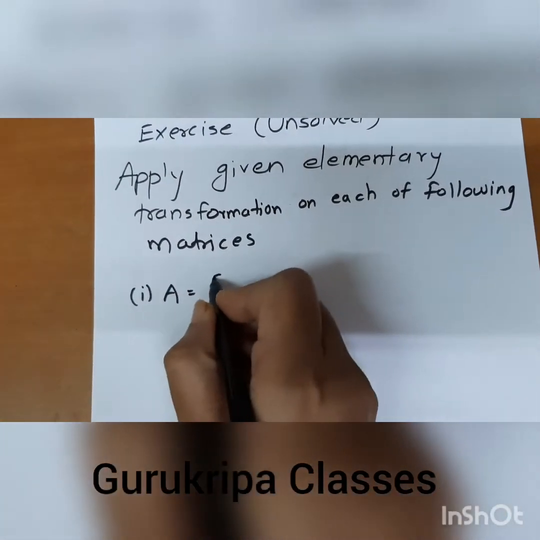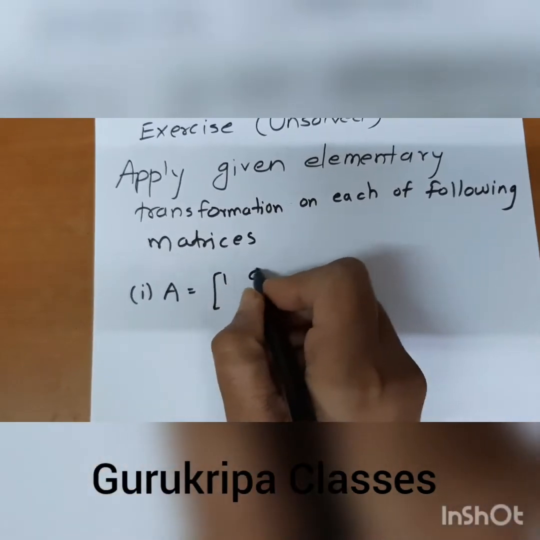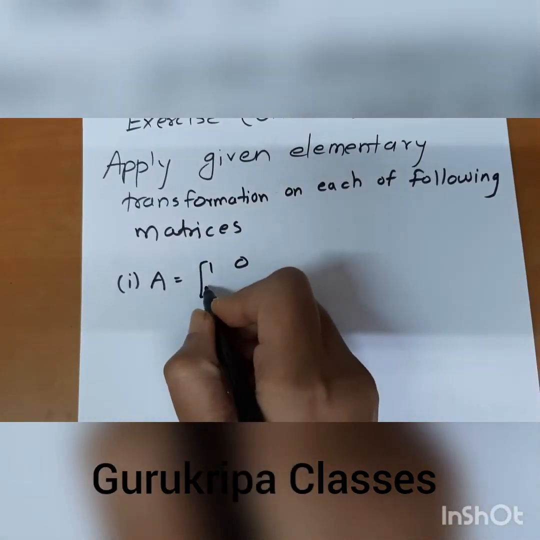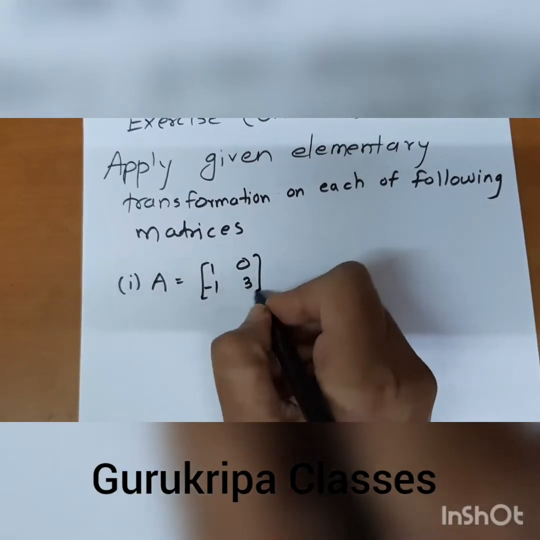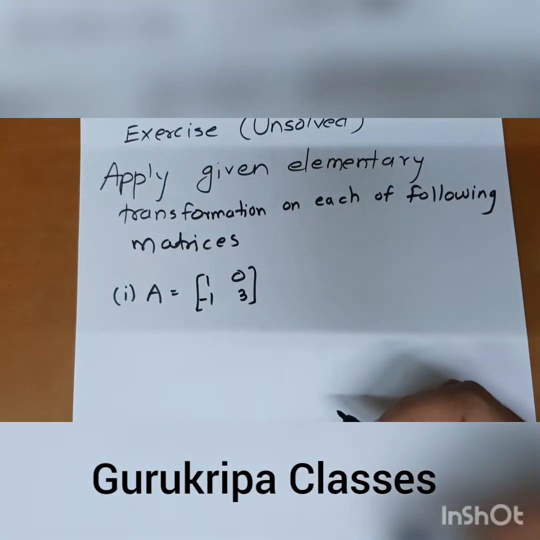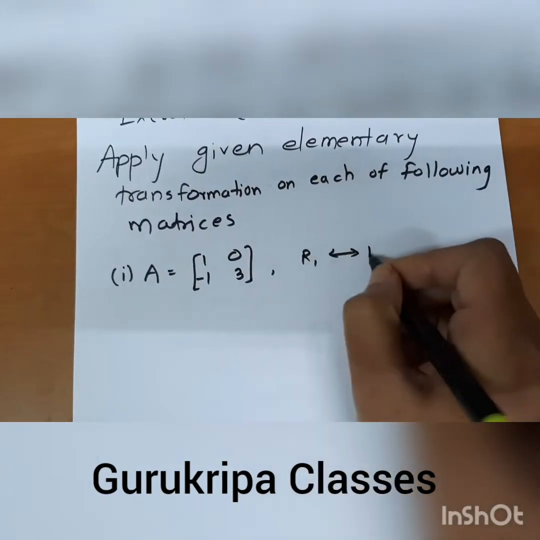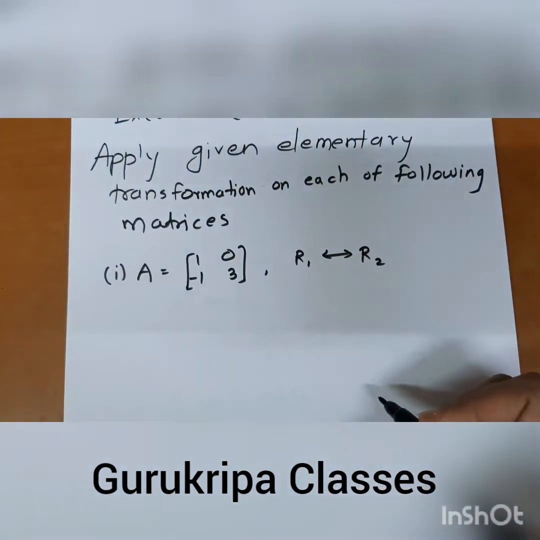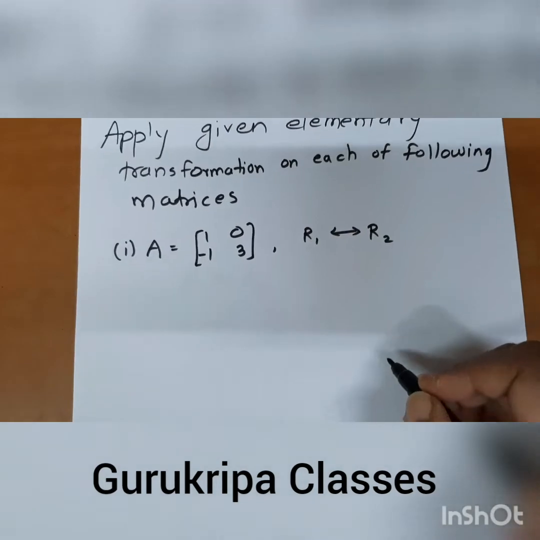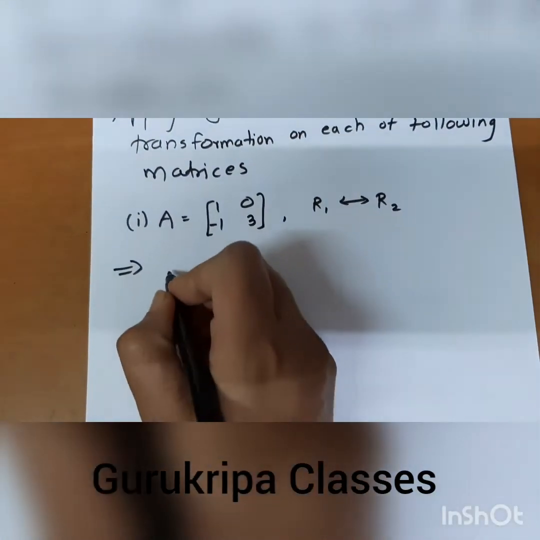that respective transformation. So the matrix is given 1 0 minus 1 3. So this is the first exercise of your chapter matrix, and the operation is given here: R1 interchanged with R2. So how will we solve this?